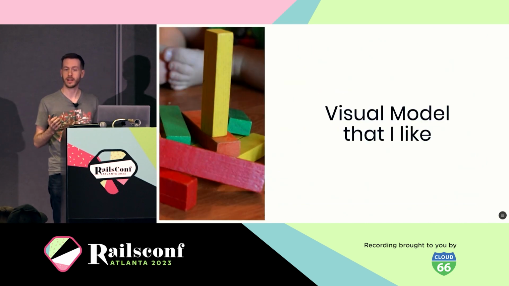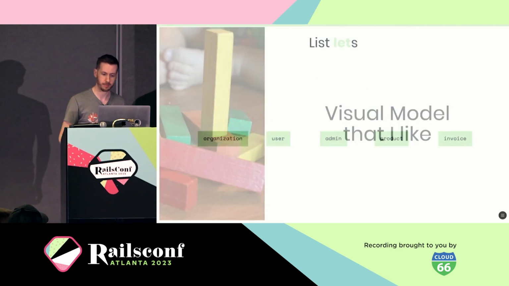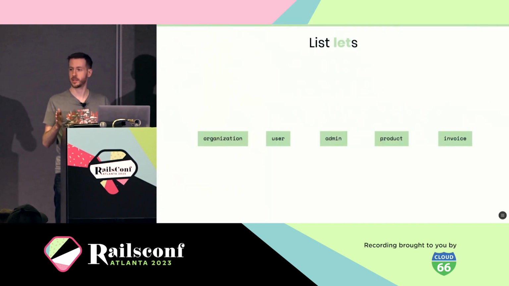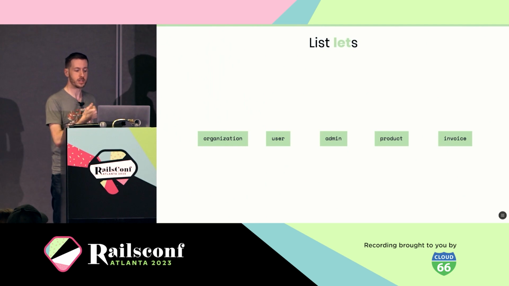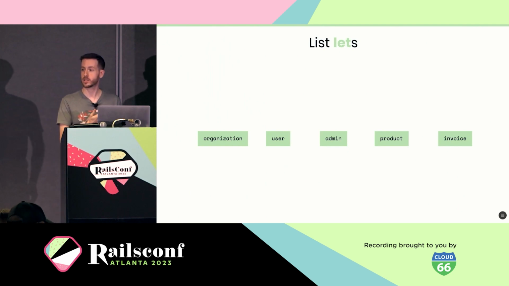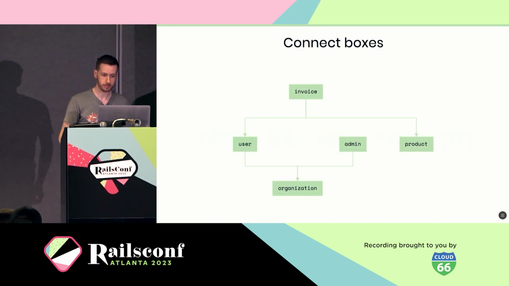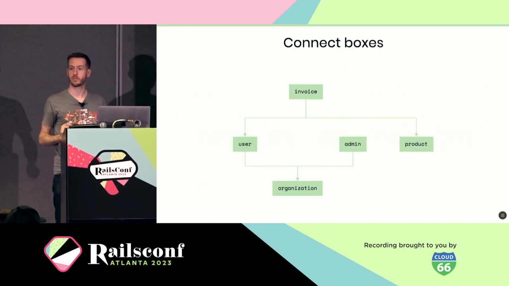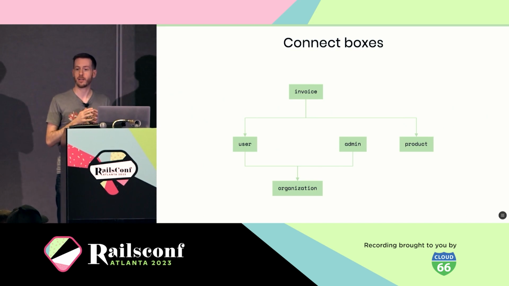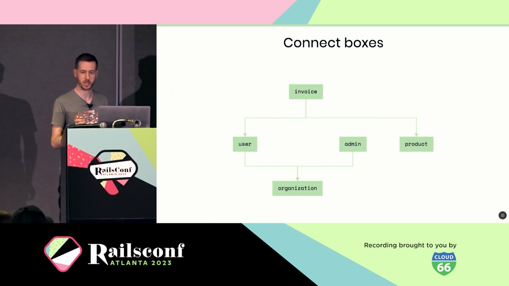So here's a visual model that I like to use when I'm trying to understand what's happening. First, I'm going to list all of the lets in the file. In this case, we've got an organization, a user, an admin, a product, and an invoice. Then I'm going to draw lines to connect those boxes. Now those lines are not about active record associations. Instead, they're about which lets reference which other let. So in this case, the invoice let block references the user let block, and it also references the product let block. And we can connect them all, and we end up with this nice little diagram with boxes and arrows pointing to other boxes.